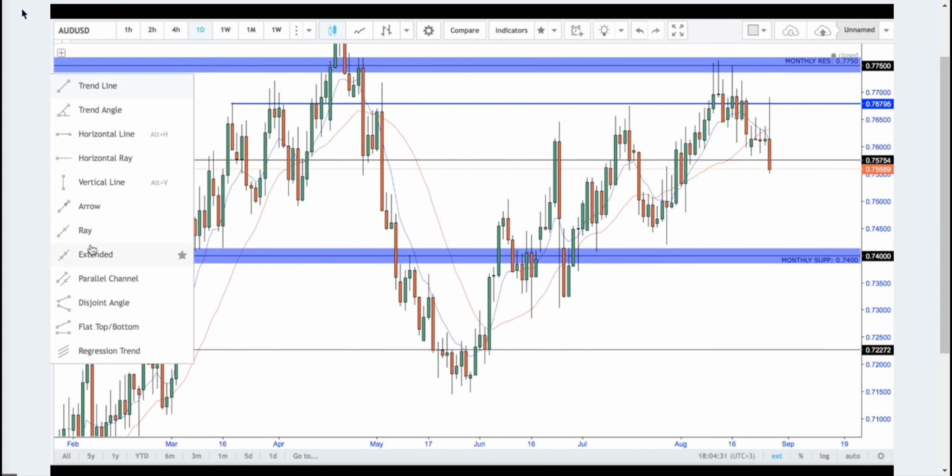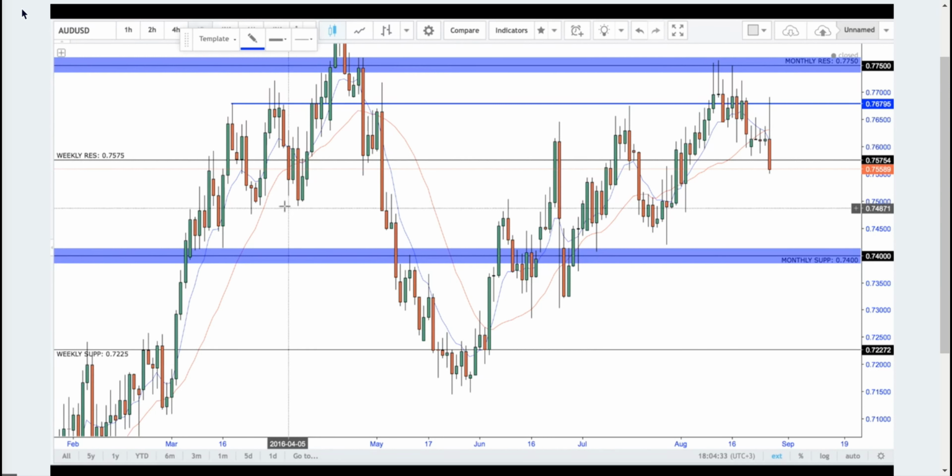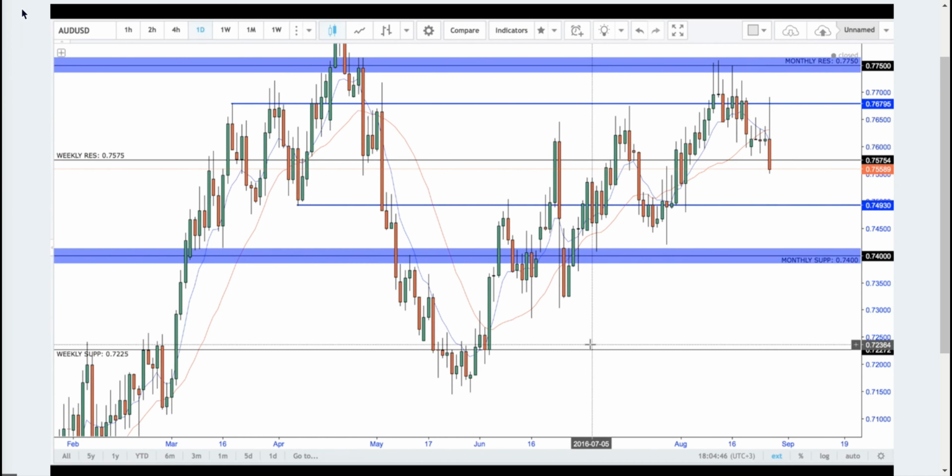Right, if we go to the horizontal ray, again I'm just going to float through. Maybe this one here. I've spotted this 3-pin pattern: 1, 2, 3. There's 3 wicks: wick 1, wick 2, wick 3, mini one. I'm just going to place it on there and see how this comes in.